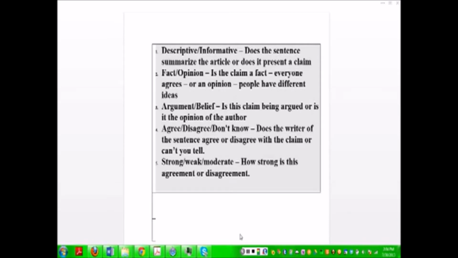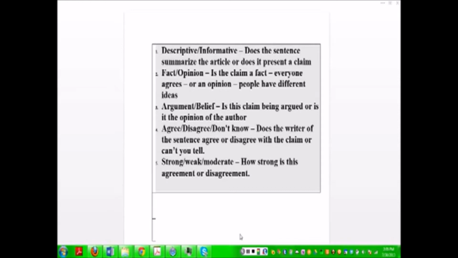So first thing we're going to talk about here is to present 5 criteria for determining whether you should use an informative verb and which informative reporting verb you should choose. So the first criteria is, does the sentence summarize the article, in which case you present a descriptive reporting verb, or does it present a claim or a fact or an idea, in which case you may present an informative reporting verb.